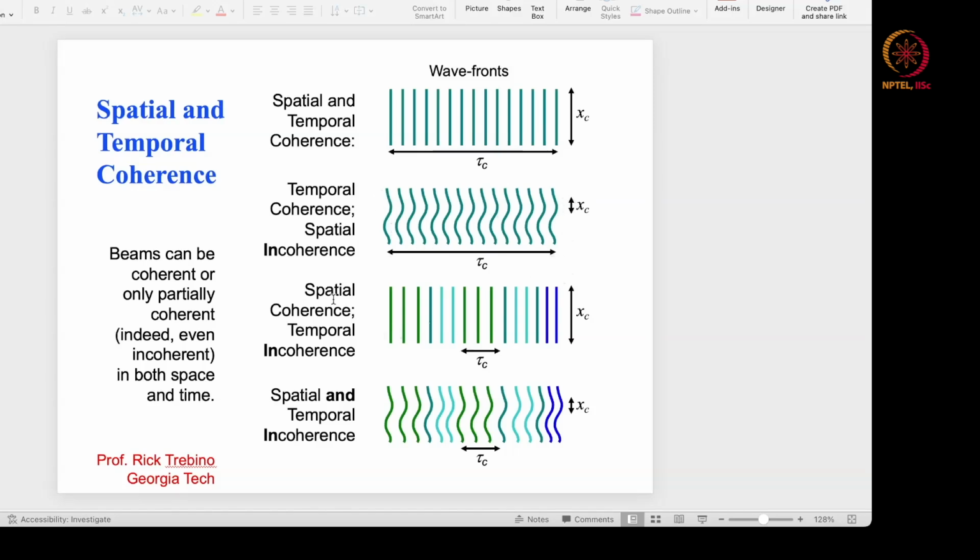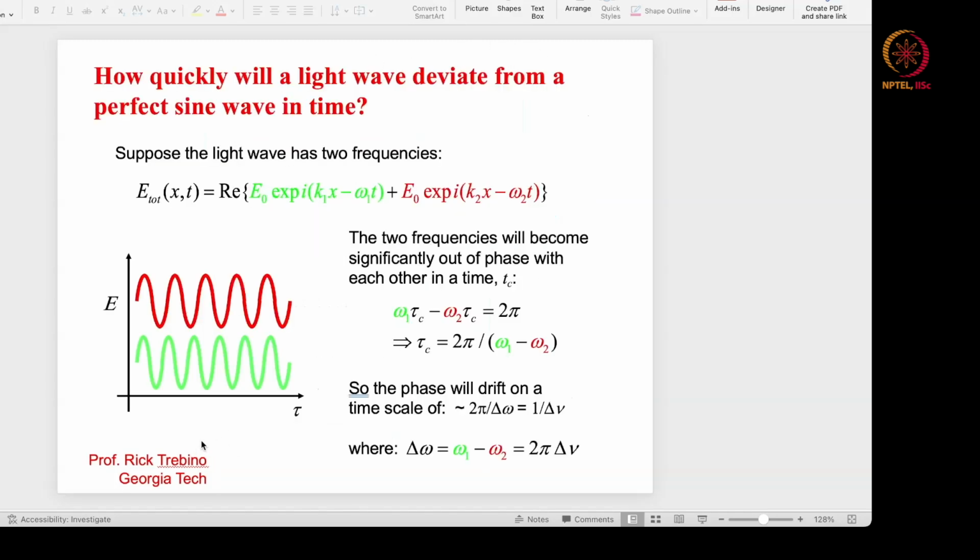And then you have spatial coherence but temporal incoherence. As you can see, this particular frequency changes, so it only maintains a single sinusoidal wave for a very small duration of time before it changes, but the xc is coherent, the wavefront. And this is both spatial and temporal incoherence, where both vary after a short time and distance. So the beams can be coherent or partially coherent, indeed even incoherent in both space and time. These are some of the examples. These are the wavefronts, and this is how we have explained this.